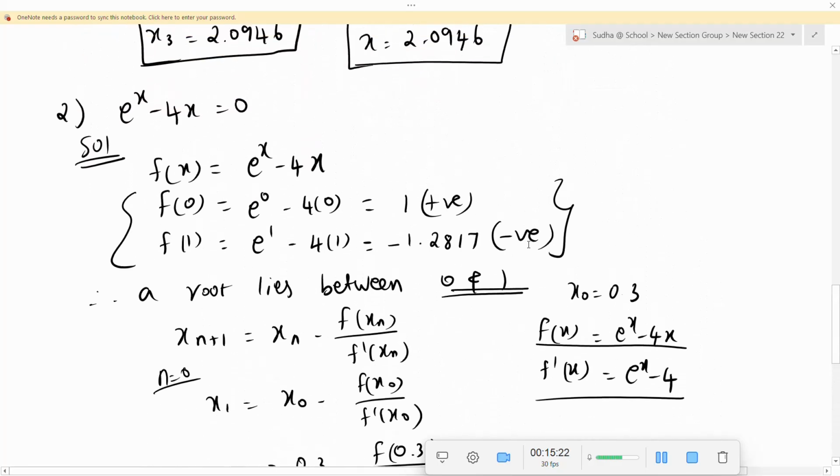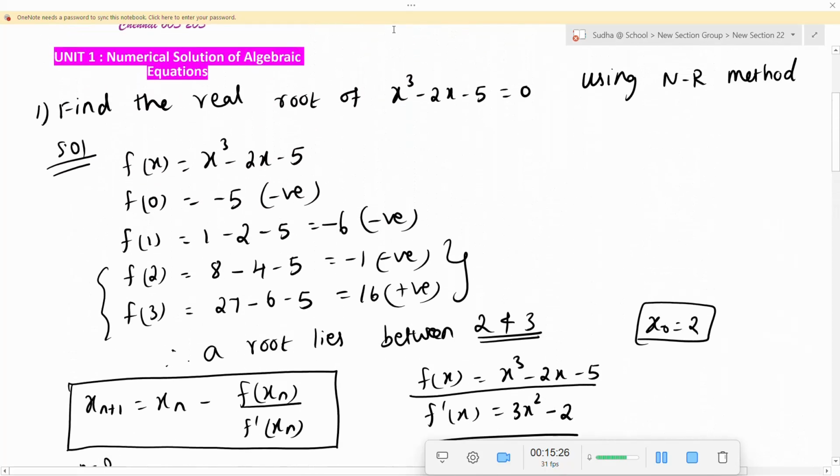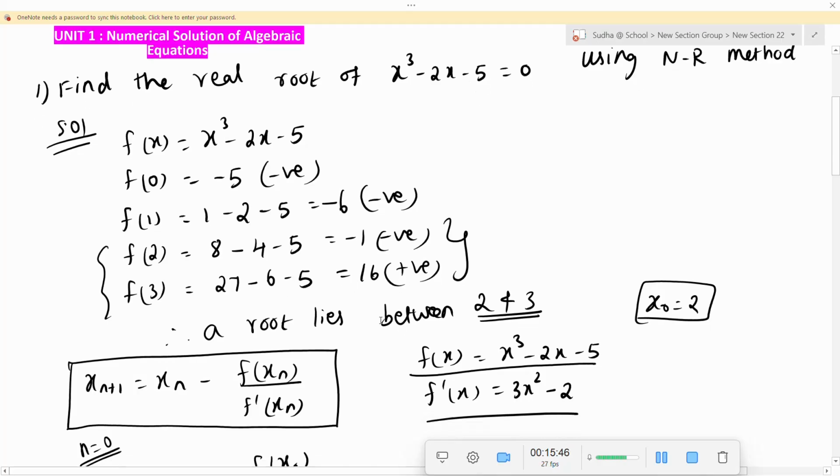So given any problem in the Newton-Raphson method, first you should write the given function. Instead of x, you have to substitute 0, 1, 2, 3, where it will change the sign. Then you have to stop and find out the roots. For example, in the first problem, when you are substituting x equal to 2, we are getting negative. When you are substituting x equal to 3, we are getting positive. So therefore, a root lies between 2 and 3.